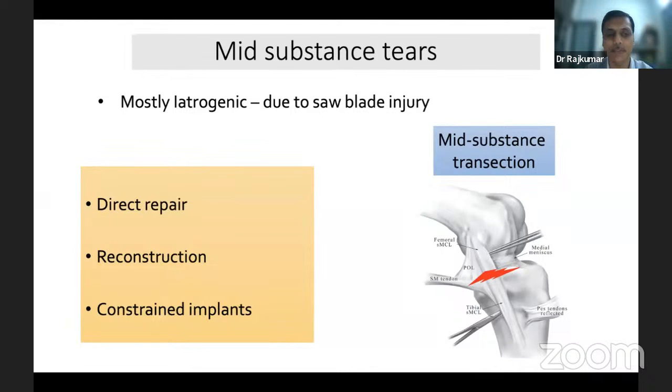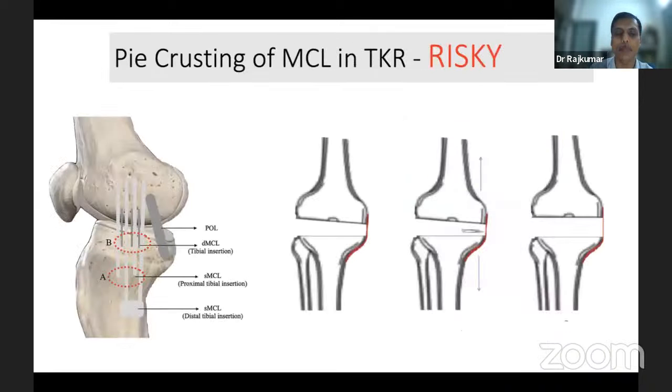Then comes the mid-substance tear, mostly iatrogenic due to saw blade injury. When this happens, it is either a direct repair or reconstruction. Majority of the times, if you are doing a direct repair, you may not need a fully constrained implant, but if it is not feasible, then you might need a constrained prosthesis. So mostly iatrogenic, particularly due to the saw blade.